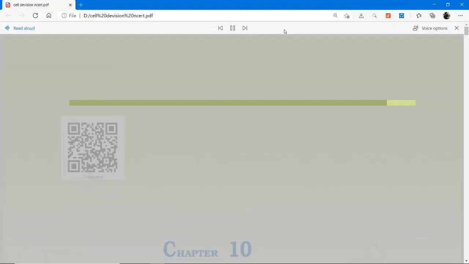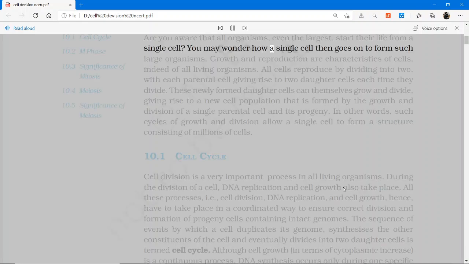Biology. Are you aware that all organisms, even the largest, start their life from a single cell? You may wonder how a single cell then goes on to form such large organisms. Growth and reproduction are characteristics of cells, indeed of all living organisms.